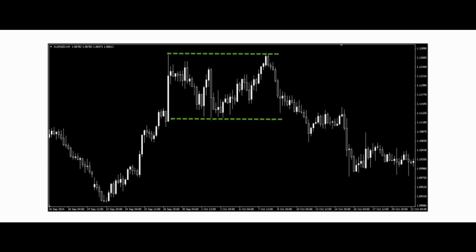Here is Aussie Kiwi where I found one double top pattern, so let's label it just so you get a better idea. So left top and right top, and what we want over here is to see a breakout. And that breakout led to the further decline in this pair.